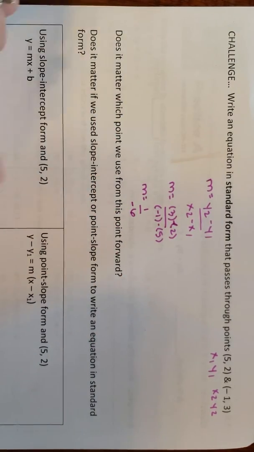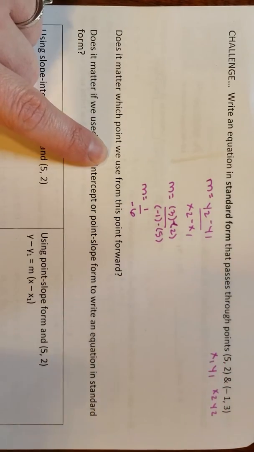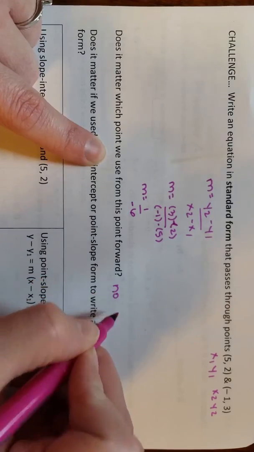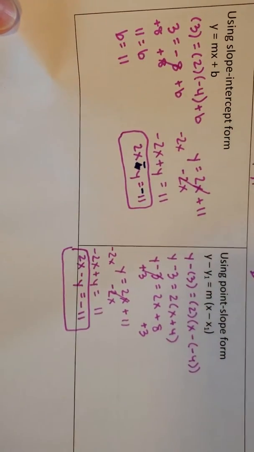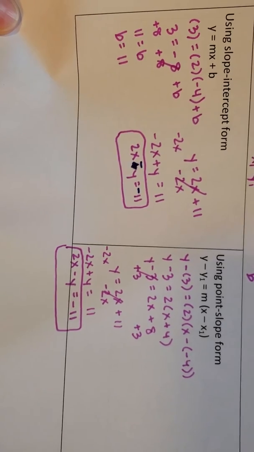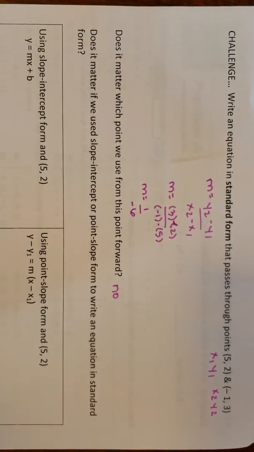All right, now, does it matter which of these 2 points we move from this point forward? No, it doesn't. Does it matter if we use slope-intercept form or point-slope form? Those are the 2 forms that we did previously in our notes. Does it matter which of those 2 forms we use? No, because they'll give us the same solution if we do it right. So it doesn't matter there.